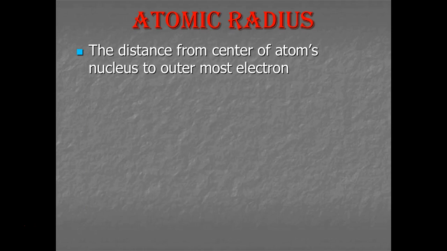It's important that you understand the definition of each before I describe the trend. The definition here is the distance from the center of the atom's nucleus to the outermost electron. So basically, we're talking about the size of the whole atom, because you're going from the nucleus, which is at the center, to the outermost electron.